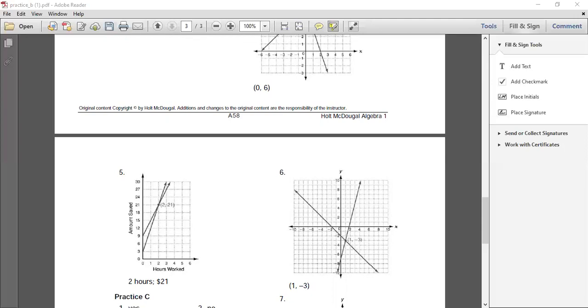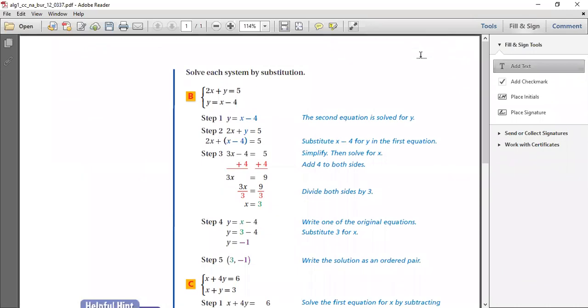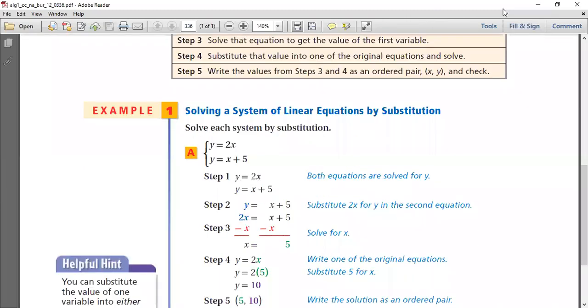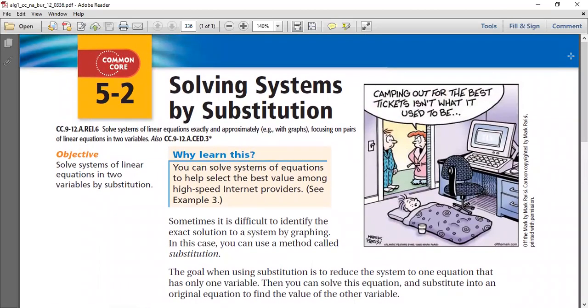We are going to solve it through the substitution method. Okay, so we have here, this is page 8. This is going to be the next page for you. First, let me open the related page. Okay, so page number 336, chapter 5, lesson 2, solving systems by substitution.